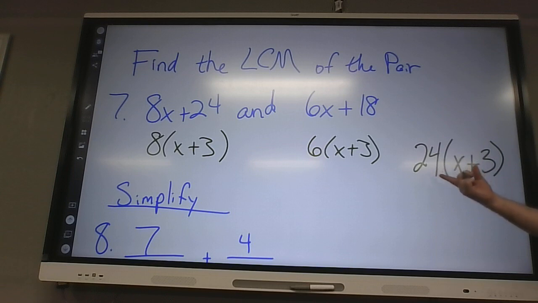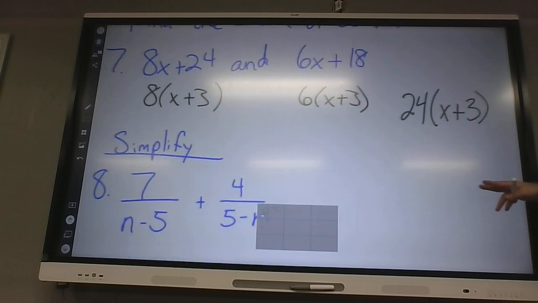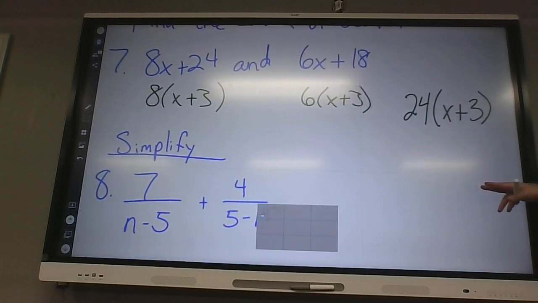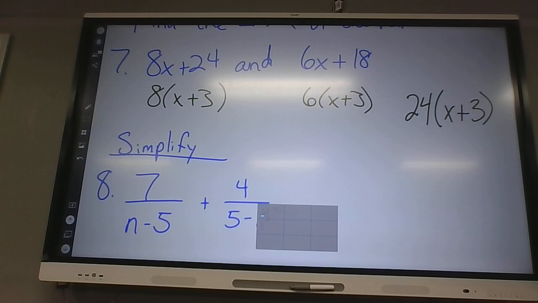The reason they ask this is it's like a warm up to finding common denominator. What do 8 and 6 both multiply into? 24. What do the x plus 3's multiply into? X plus 3. Yeah, you gotta kind of see what they're made of to see what they go into.